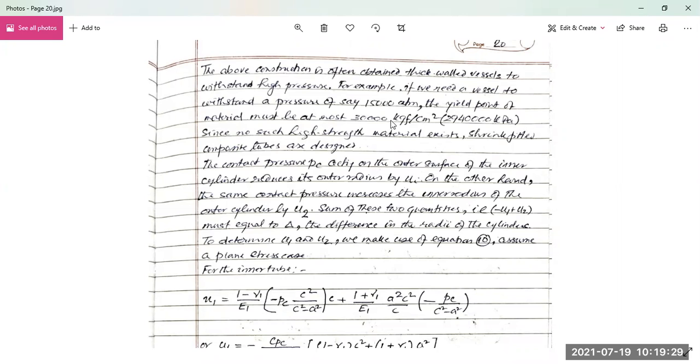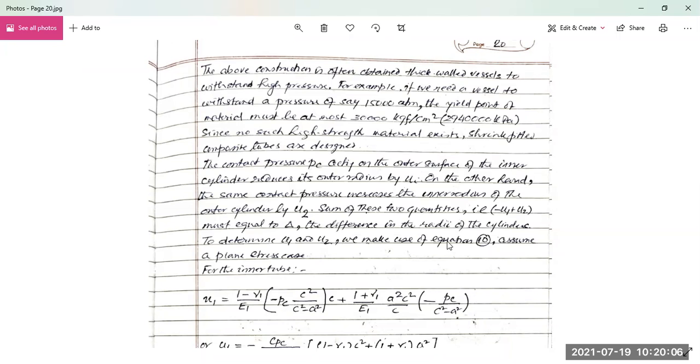But no way you can get such material, this type of material doesn't exist, so no such high strength material exists. So shrink-fitted composite tubes are designed to be strong enough to withstand that. We are using the strength not of a single jacket outside here, but also the strength of the inner cylinder. So as a whole, we can withstand this huge amount of pressure.